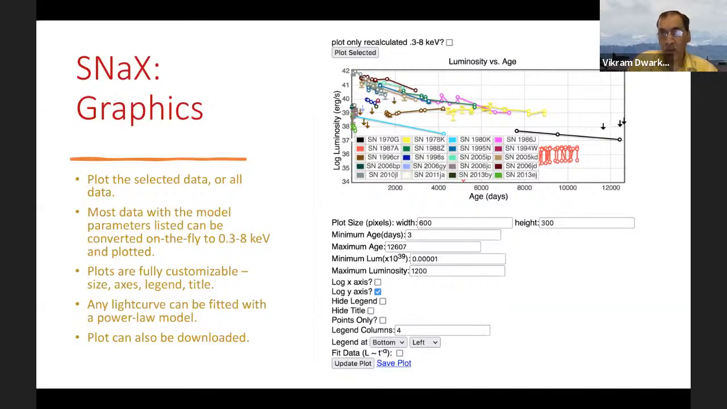As I mentioned before, the light curves can be assumed to go as a power law with time. You can actually fit this power law on the data plots itself. So you can just stick this value in, and it'll give you the power law index for every supernova light curve that you have there. And finally, as I said, you can download them. You can also recalculate all the data to 0.3 to 8 keV.